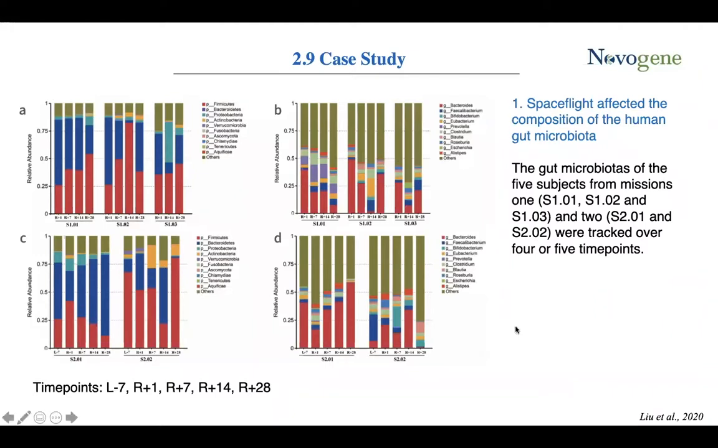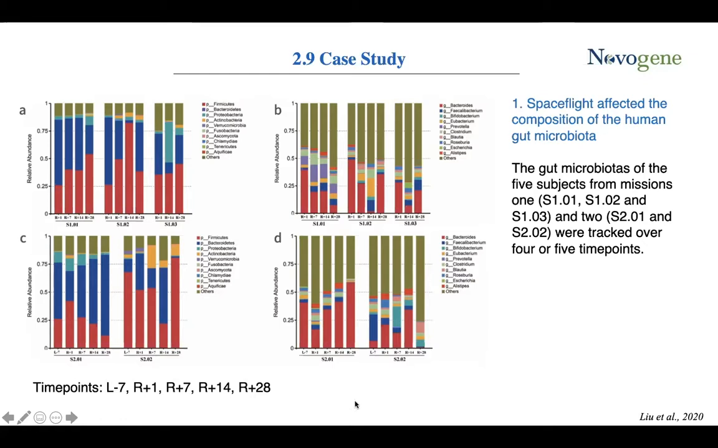The fecal samples were collected from each person at 4 or 5 time points, including 1 week before the launch of the spaceflight, which is marked L-7, and 1 day after the spaceflight, that is R+1, 1 week after spaceflight, that is R+7, 2 weeks after spaceflight, R+14, and 4 weeks after the spaceflight, R+28.